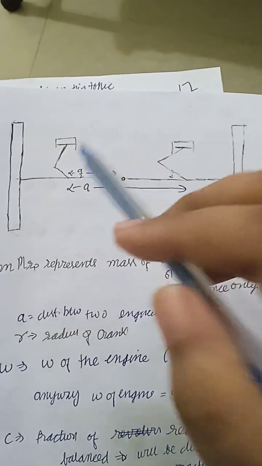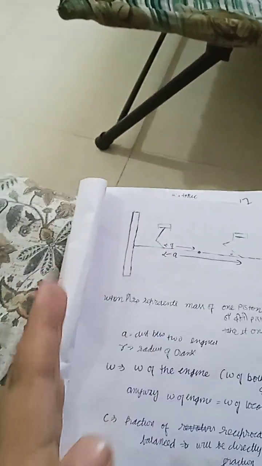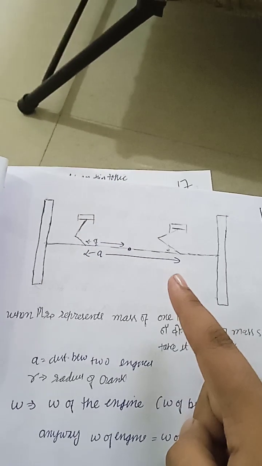First, the engine is like this. The piston is moving in horizontal direction. Suppose these are the tires, and there is a shaft. The crank is like this. The piston moves in horizontal direction, and the crank angle is theta. Here the crank angle is 90 plus theta.